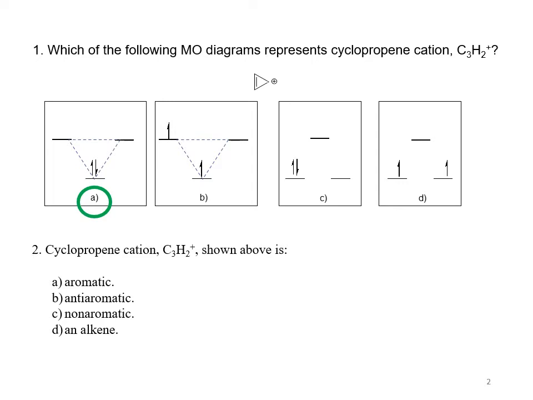Question number 2. Cyclopropene cation shown above is aromatic because bonding orbitals are filled and anti-bonding orbitals are empty. So that's an aromatic compound. Anti-aromatic would have unpaired electrons, and non-aromatic and alkene are the same thing, and that means you would have an ordinary alkene without electron delocalization. So in this case, the correct answer is A.